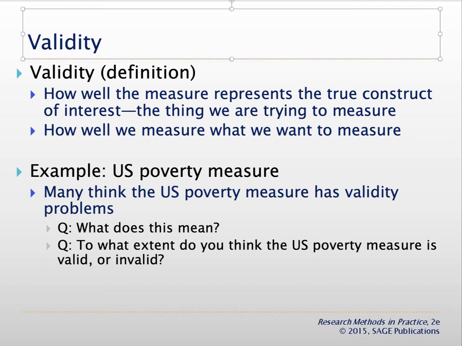So a big example we use in the book is the U.S. poverty measure, and this is actually something I've done a lot of research on. Many people think that the official U.S. poverty measure has validity problems. What does that mean? Well, it's partially related to that bias we talked about last time, that the measure of income doesn't include in-kind benefits, SNAP or food stamps as it's more commonly called, housing vouchers. And what about Medicaid or Medicare or even employer health insurance? Does that help you meet your needs?